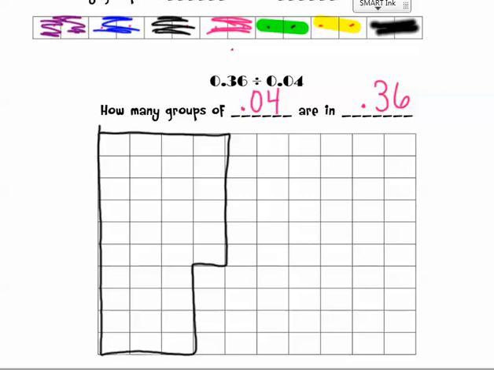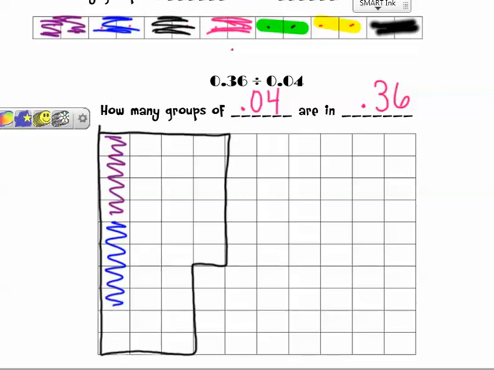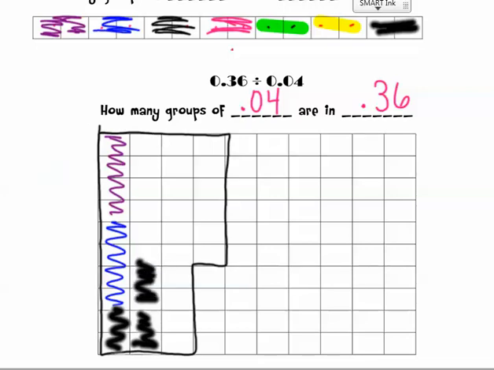So I'm going to count 4 pennies, 1, 2, 3, 4, and shade it in. 4 pennies, 1, 2, 3, 4, shade it in. 4 pennies, 1, 2, 3, 4. 4 pennies, 1, 2, 3, 4.